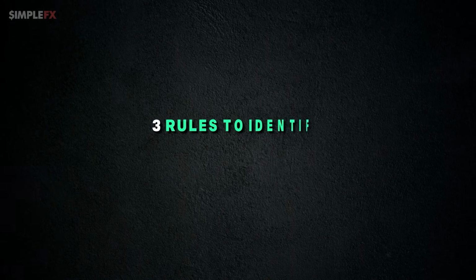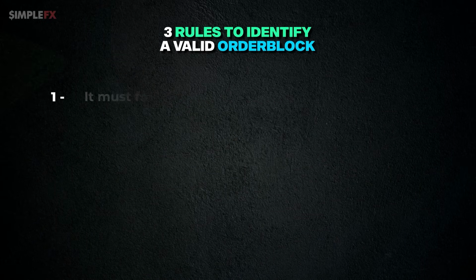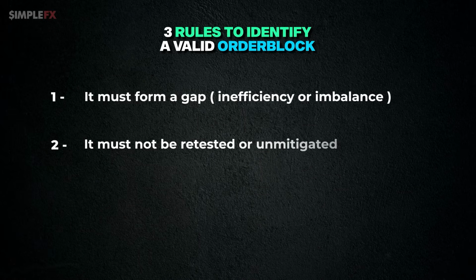So, to recap, the 3 rules to identify a valid order block are: first, it must create a gap, also known as inefficiency or imbalance. Second, it must remain untested or unmitigated.